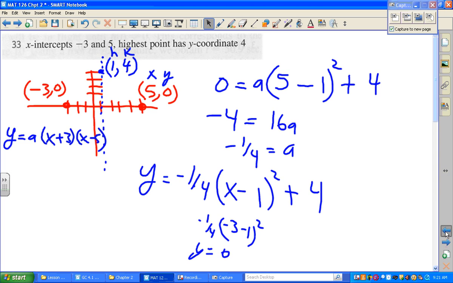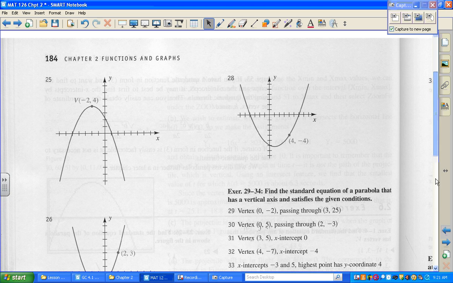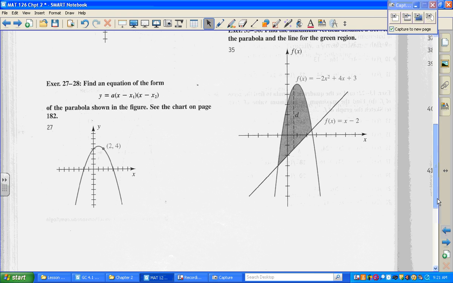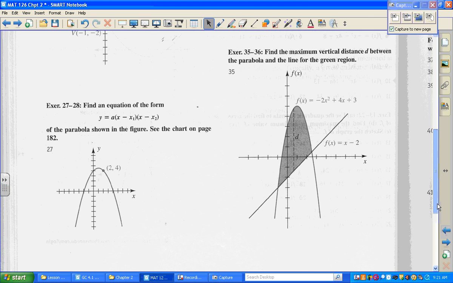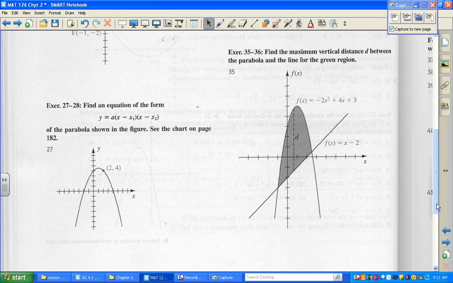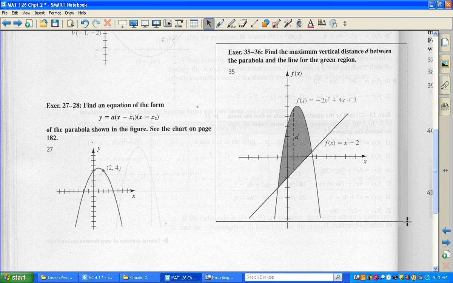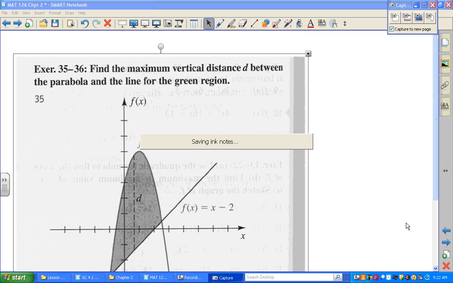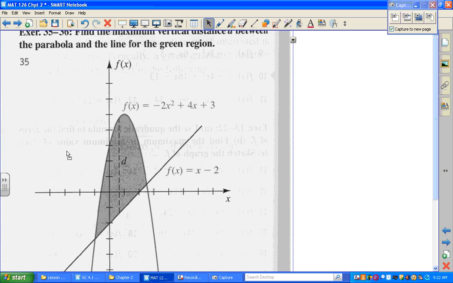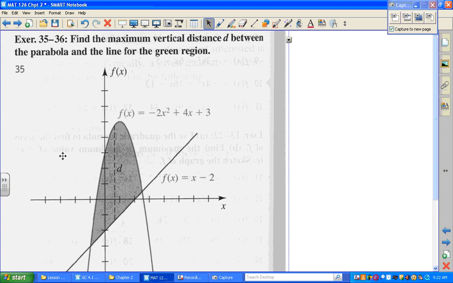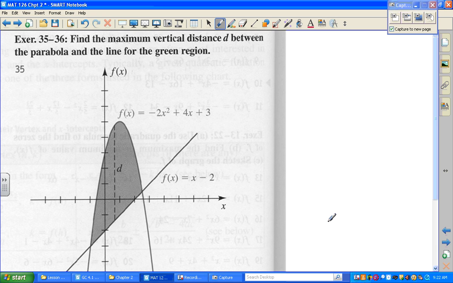I don't know. 35. I don't do these questions. Oh, that's a toughie. Can you help us? Sure, it shows up later in the calc books, and they ask a different question with it. Anyway, on 35, find the maximum vertical distance. So to find the vertical distance, it says that's D right there. D.